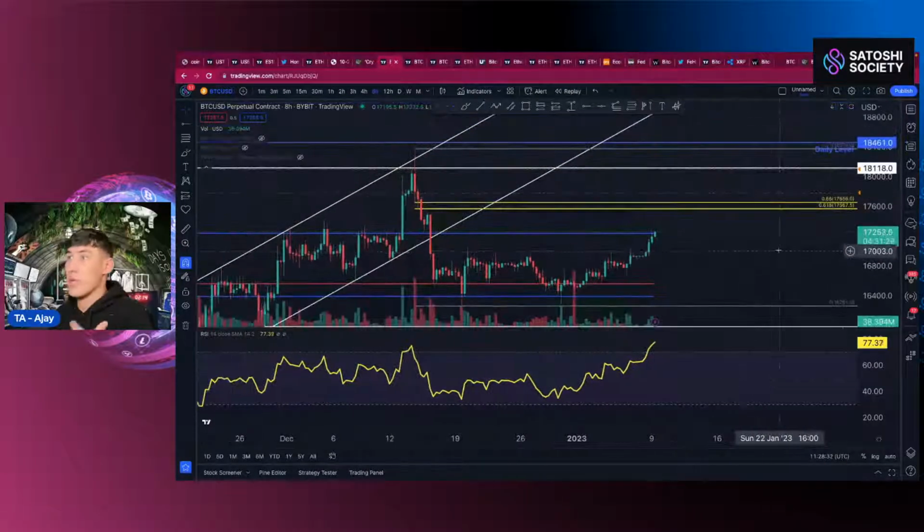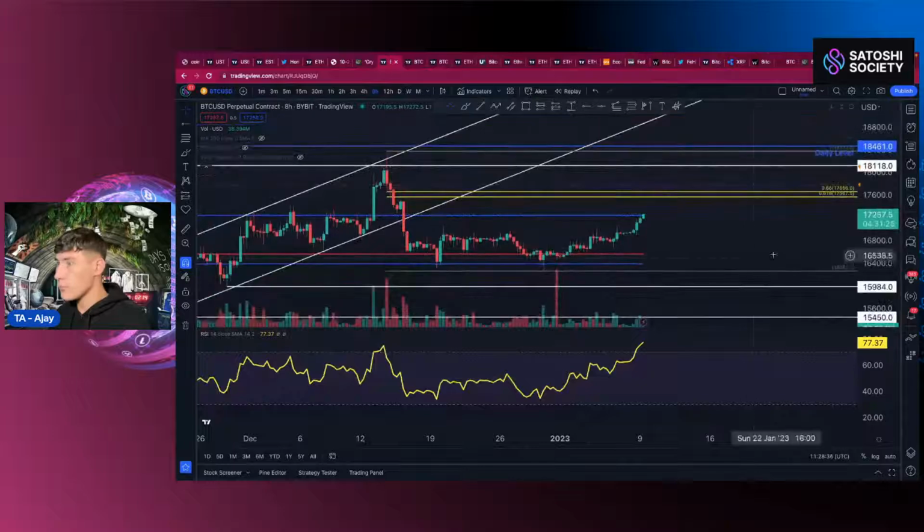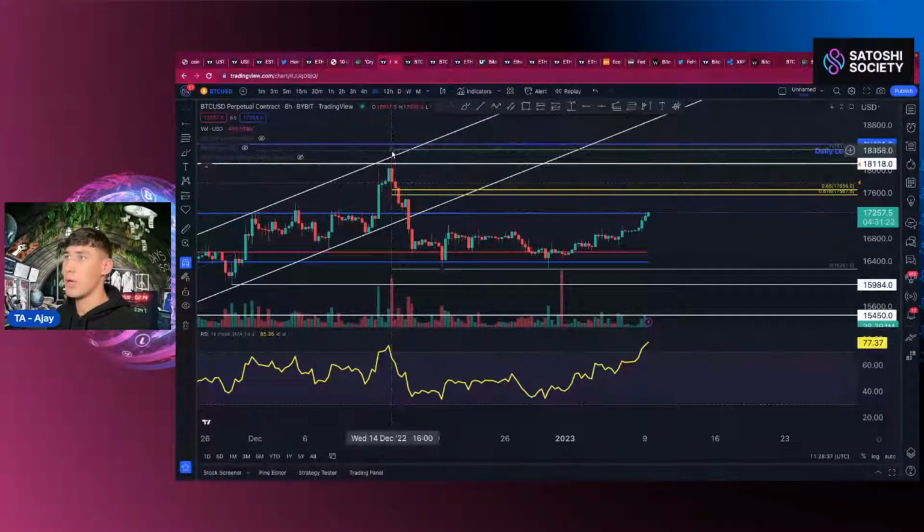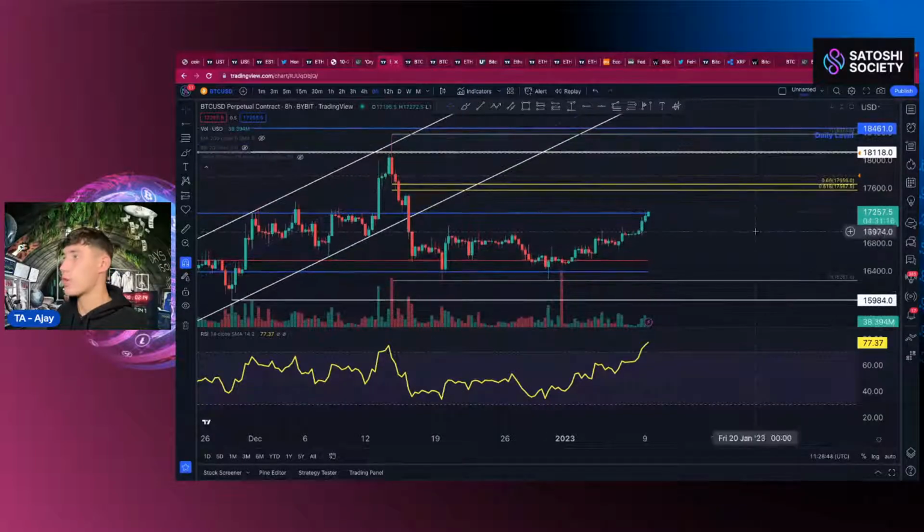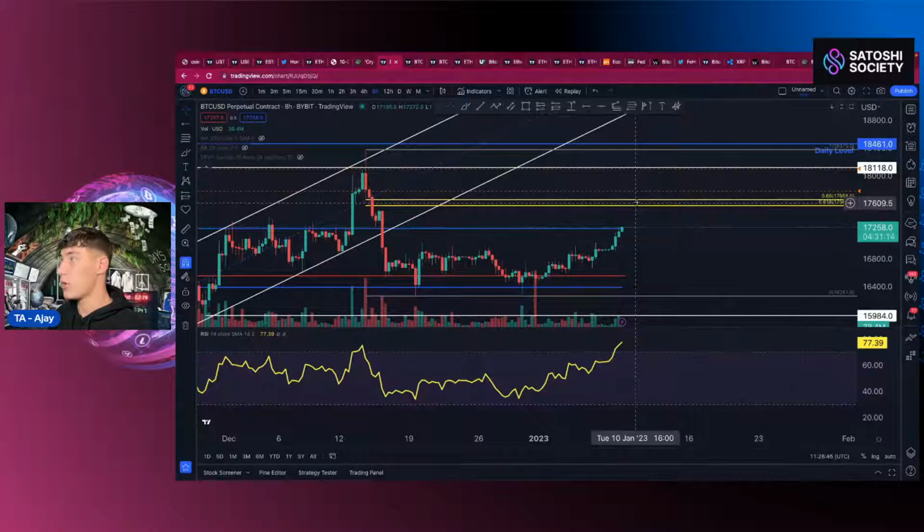There's more confluence coming in as well. What we can actually see here is from range high to the previous swing low, so pivot high to pivot low, we can see that we do have a golden pocket coming in right here as well at around $17,600 approximately. So that's why I've got a limit order there as well.